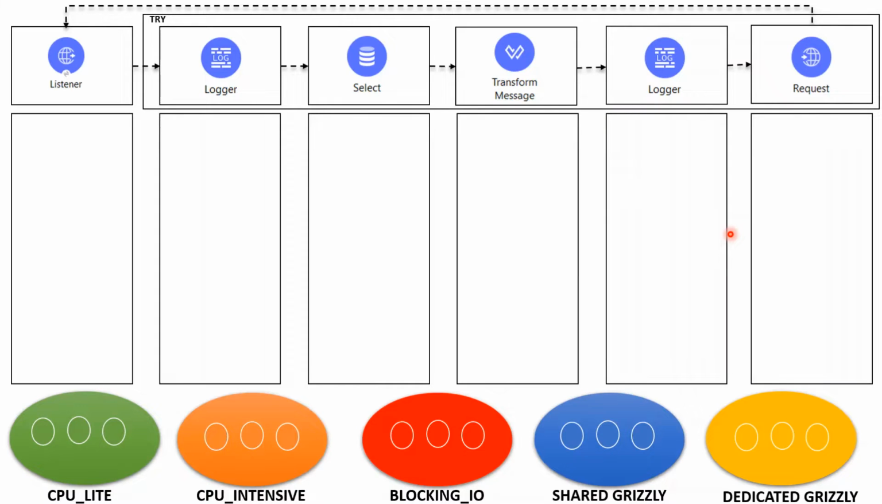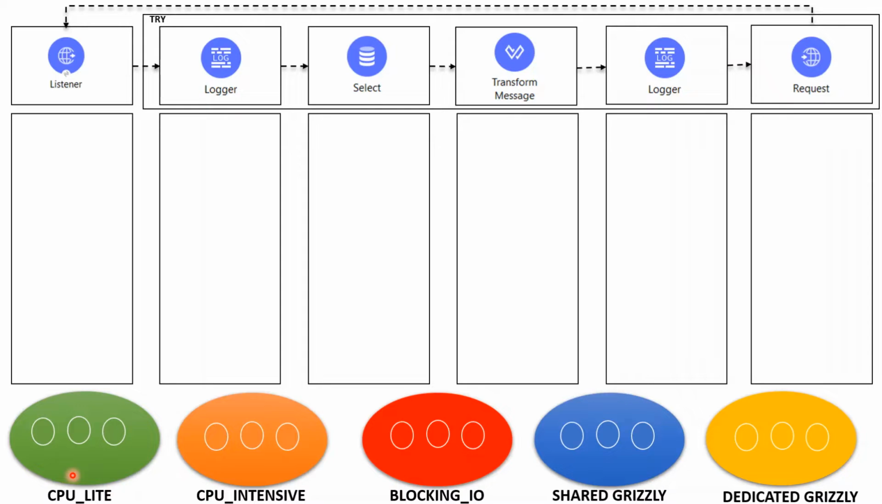Now let's understand the threading behavior under transactions. I have the same diagram which I had used in the thread pools demo. The only difference over here is that I have enclosed all the operations under a try scope, which is transactional in nature. And we also have our usual thread pools: CPU light, CPU intensive, blocking IO, shared Grizzly, and dedicated Grizzly. Remember, if you are using Mule 4.3, all of these 3 thread pools are merged into a single thread pool, that is the Uber thread pool. So this understanding is only for the versions below Mule 4.3.